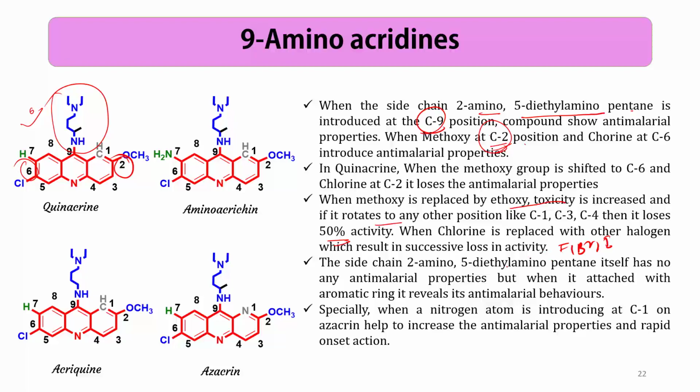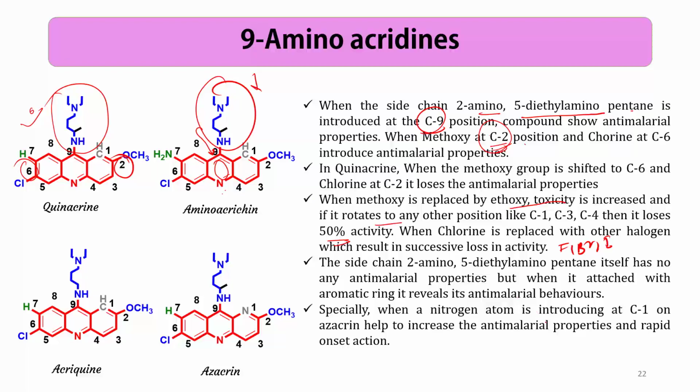The side chain 2-amino 5-diethylpentane itself has no antimalarial properties, but when we attach it to the aromatic ring, it reveals the antimalarial behavior. So that is the side chain. As we discussed previously, the side chain has no property, but when we introduce it with the quinoline ring, it shows its property because of the cyclization, because of the ring current, the lone pair and the effect of the pyridine ring itself.